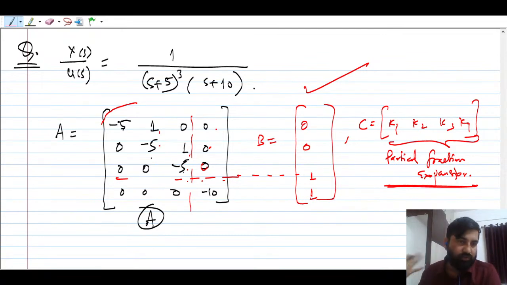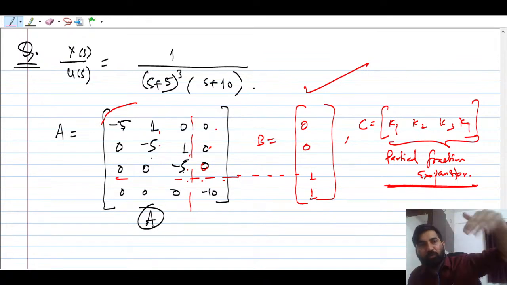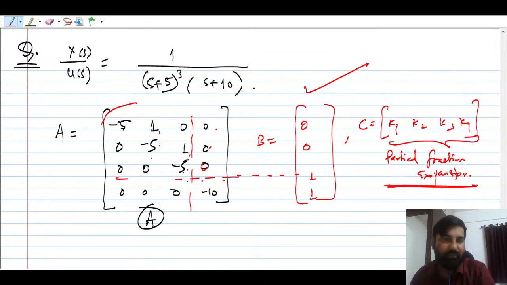And remember how I'm showing you the Jordan block. The Jordan block ends when the repeated roots end. Please remember this. In case of a Jordan block, there will be repeated roots. So this is the concept that you have to learn.